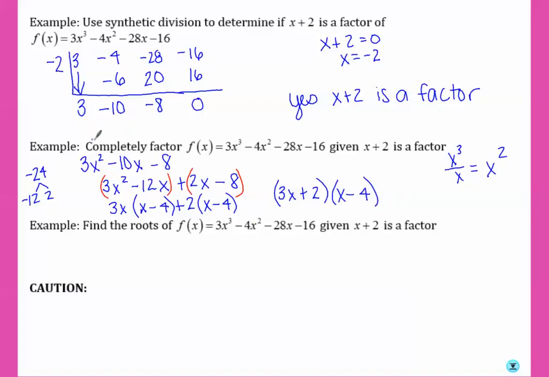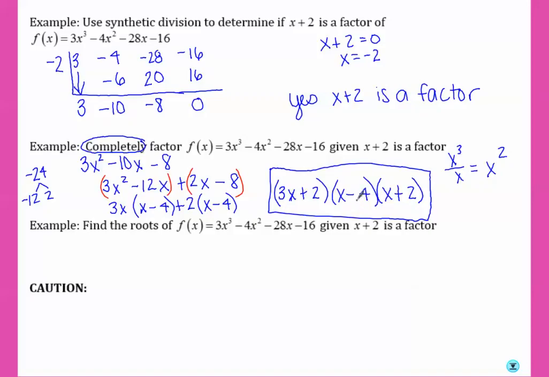Since it asks us to completely factor, right now we only have an x times an x, and that's only x squared, and we started with an x cubed, so we need to include the factor that we were given. So that's our completely factored version.